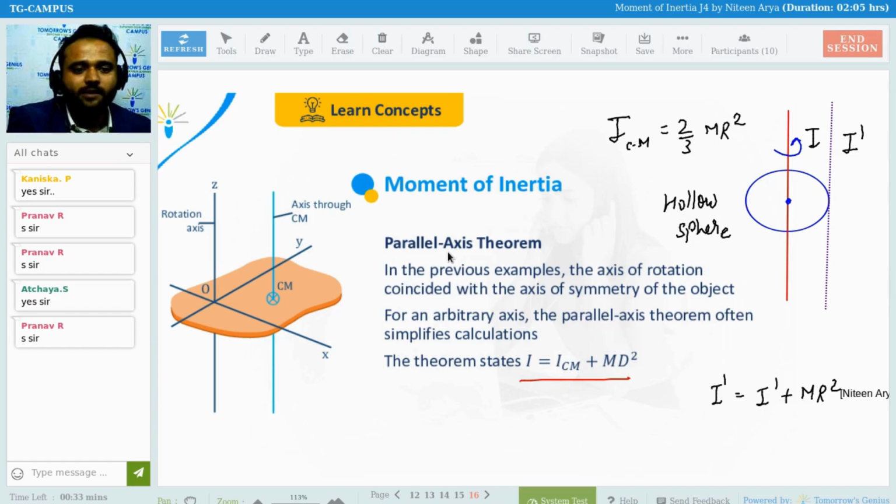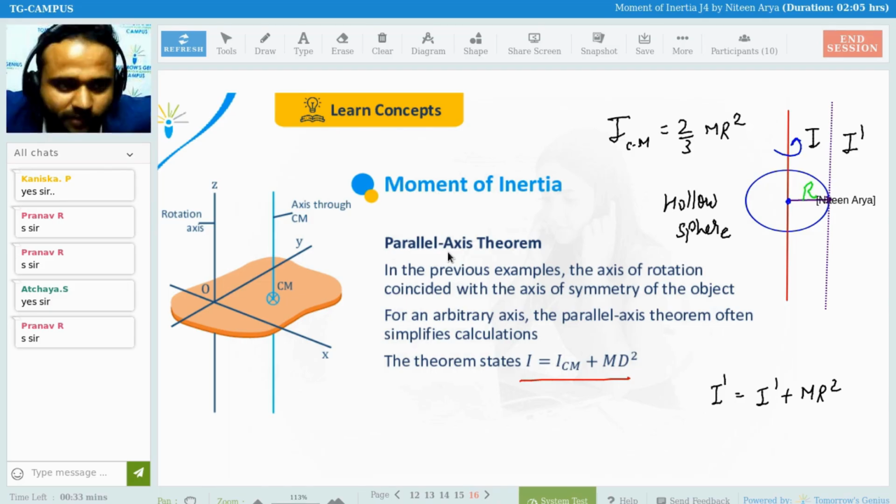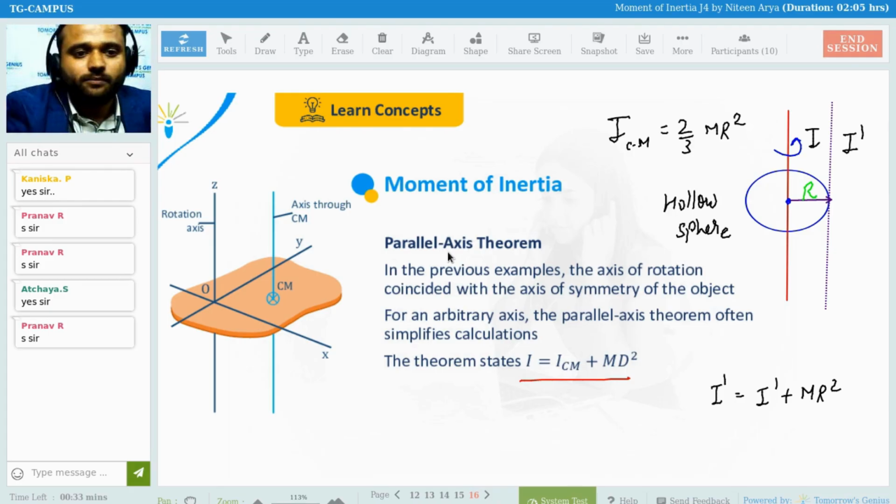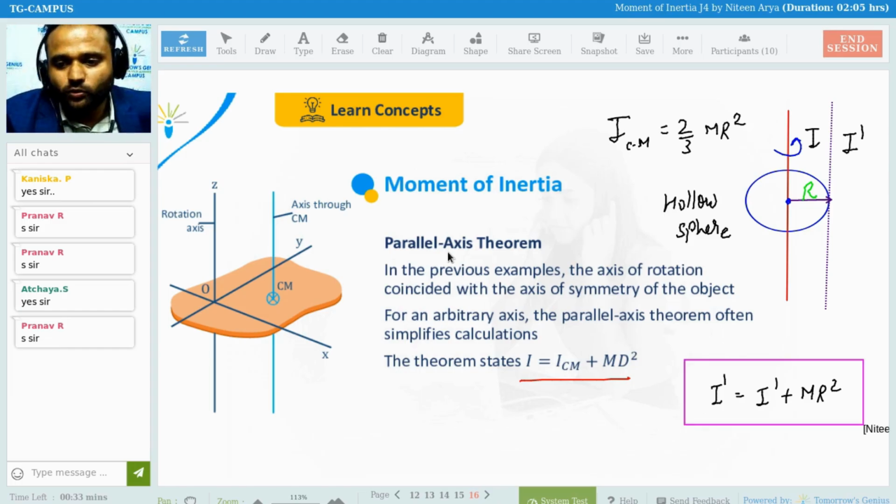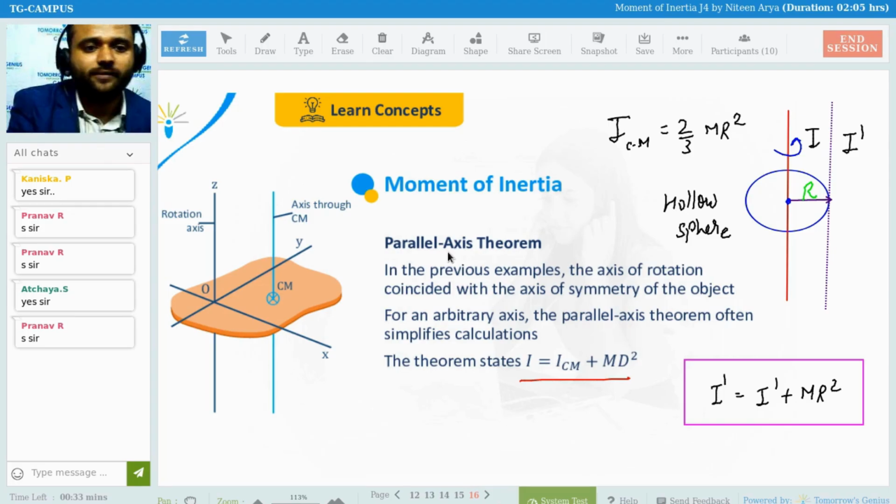Why mr²? Because of the parallel axis. Obviously it doesn't look parallel, but assume this is parallel. This parallel axis is r distance away from that. So I just put the same formula again. I don't do anything else. In most cases we know the moment of inertia from the center of mass axis, so we can do this.